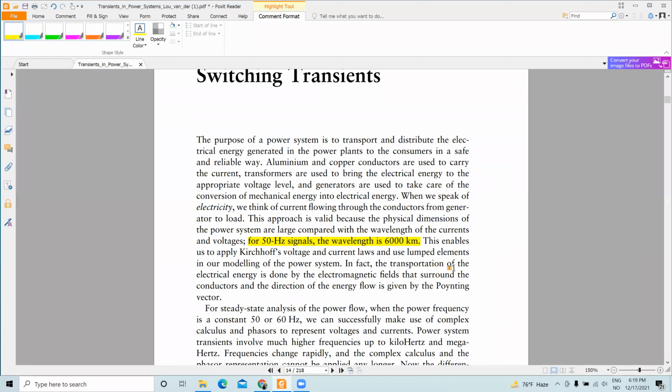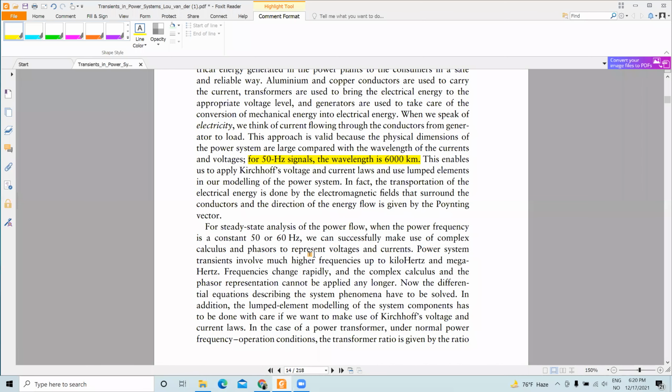In fact, the transportation of the electrical energy is done by the surrounding electromagnetic fields. So for steady state analysis in the power flow, when the power frequency is constant, we can successfully make use of complex calculus and phasors to represent voltage and current. That's what we do when we solve steady state problems, or when we do load flow analysis: we use steady state analysis and represent the power network with lumped components.